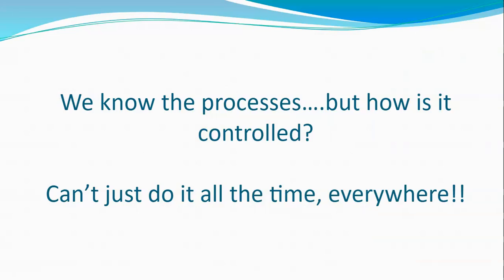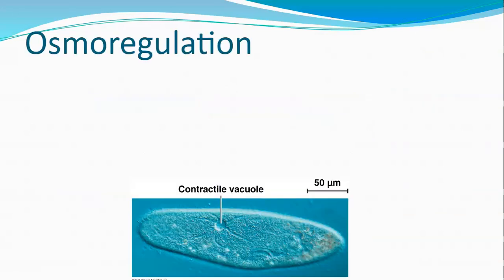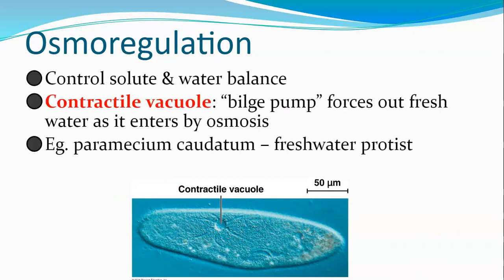All right, so just knowing that we can't do it all the time everywhere, there is a regulation control piece involved. A lot of organisms, like this paramecium, for example, have something called a contractile vacuole. So it might fill and squeeze out water as a regulation measure to try to maintain homeostasis. That way the cell, or I guess the organism in this case, doesn't end up dying because it gets shriveled or explodes.